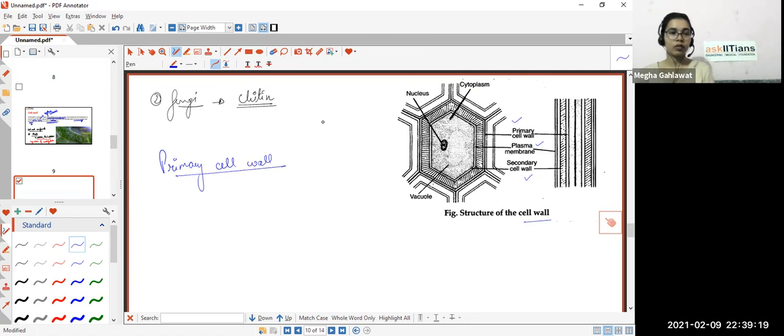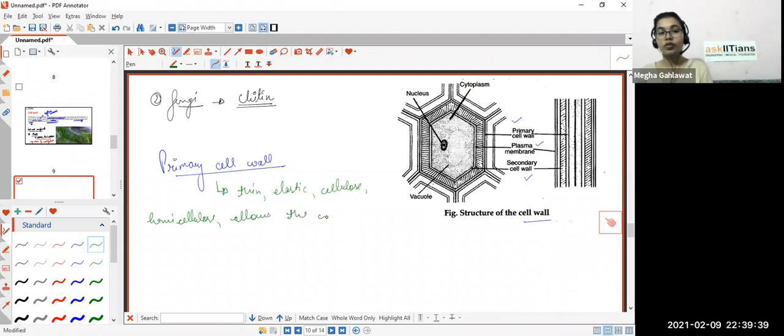This primary cell wall is thin, elastic, and made up of cellulose and hemicellulose. It allows the cell to expand and grow in size.